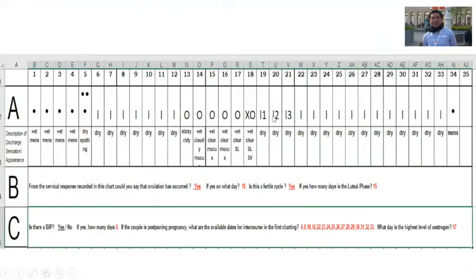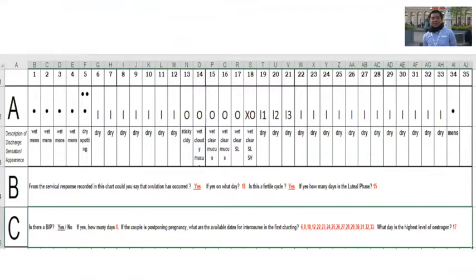But before that, let's look at this sample chart. This sample chart is not using any color, but it uses symbols. What are the symbols? The shaded circle, the 3 dots for spotting, the vertical line for what? The vertical line for the dry days, the circle for the presence of mucus, and X for the peak day.